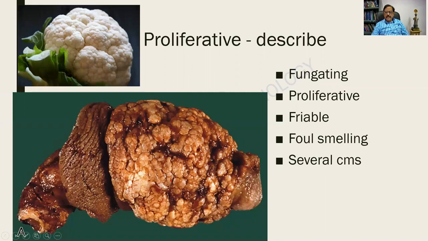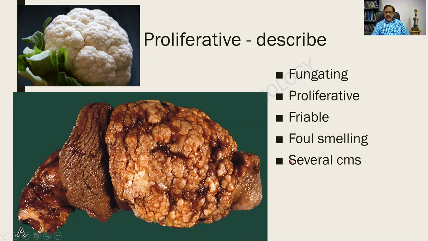Let us see how to describe a specimen. This is an amputated specimen of the penis. The glans penis, the prepuce, and even a part of the shaft have been replaced by a large, proliferating, friable, and foul-smelling growth, which is measuring several centimeters. This is analogous to the vegetable that you see at the inset. This is a cauliflower, and it looks almost exactly the same. So it is proliferating, friable. If you nibble at it, it will come off. It has exactly the same property.